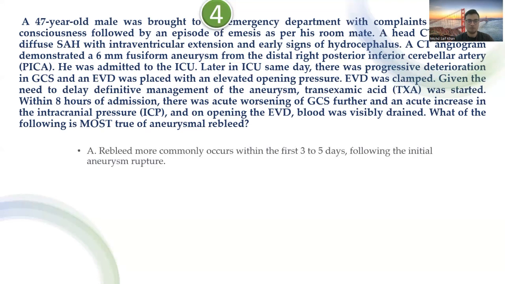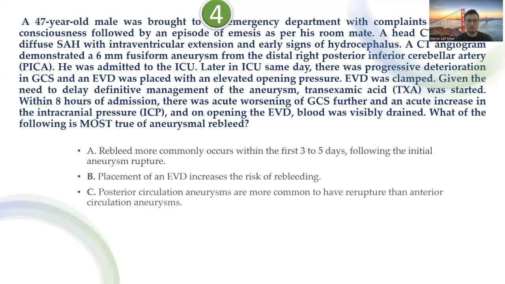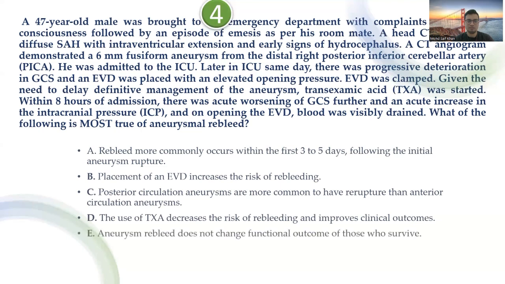Option A, rebleed more commonly occurs within the first 3 to 5 days. B, placement of an EVD increases the risk of rebleeding. C, posterior circulation aneurysms are more common to have re-rupture than anterior circulation aneurysms. Or D, the use of TXA decreases the risk of rebleeding and improves clinical outcome. Or E, aneurysm rebleed does not change the functional outcome of those who survive.